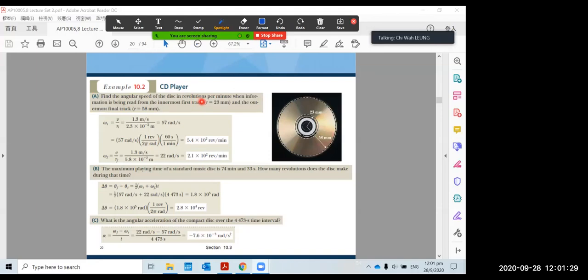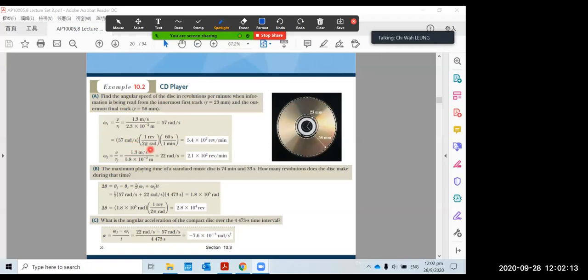So first, let's calculate the angular speed in the inner track and the outer track when it is moving with a linear tangential speed of 1.3 meters per second. So in the inner track, omega_i, with radius 23 millimeters, so 1.3 meters per second over 23 millimeters, that is 57 radians per second. Converting this into revolutions per minute is done in a way shown here.